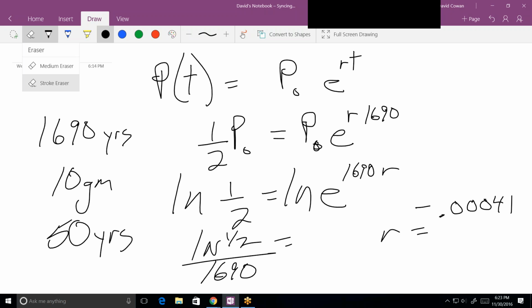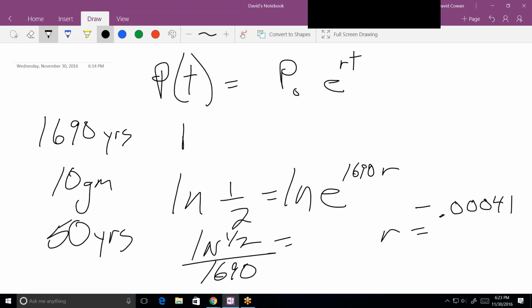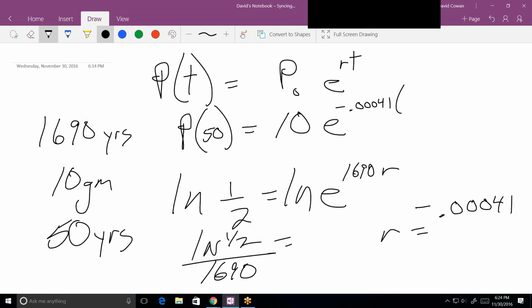Now we can go back up to our general equation again and fill in everything. They want to know what our initial 10 grams becomes after 50 years, right? So they want to know P of 50. Well, P sub 0 was 10, r is negative 0.00041, and we need to solve for t. And that will answer how long it takes.